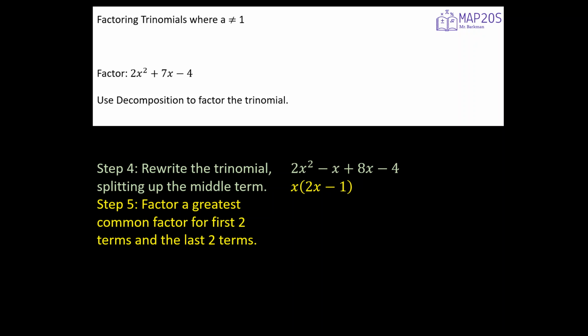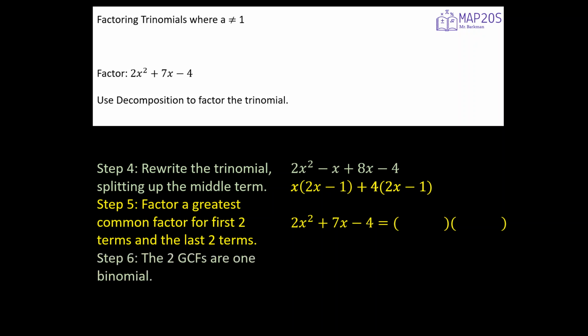The second 2, 8x minus 4, we can take a 4 out of, and again, it's going to leave us with 2x minus 1. Remember that inside the brackets always needs to be the same thing. So we got 2x minus 1 in each case. So we're going to now try to figure out what our 2 binomials are, which would give us 2x squared plus 7x minus 4.